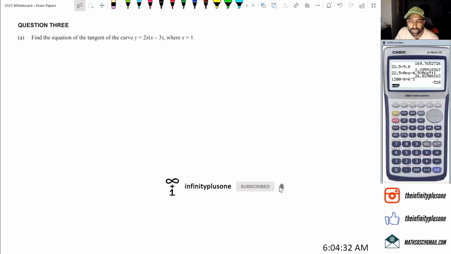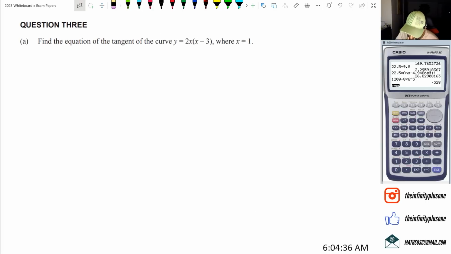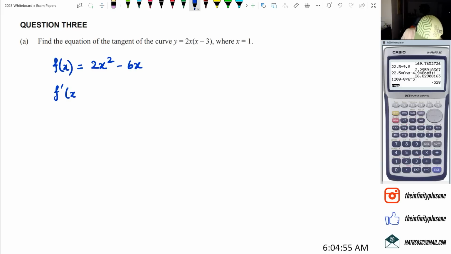Alright guys, so with question 3, what we've got here is the equation of a tangent. So find the gradient and then put it into the equation of a line. I'm going to put down f of x is equal to, expand the brackets first, 2x squared minus 6x, which means f dash of x is equal to 4x minus 6.